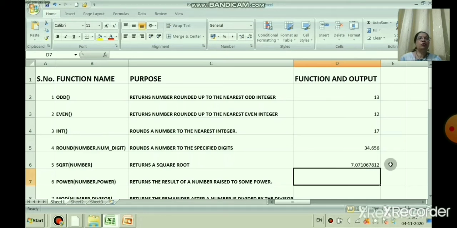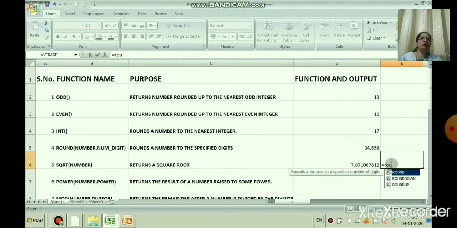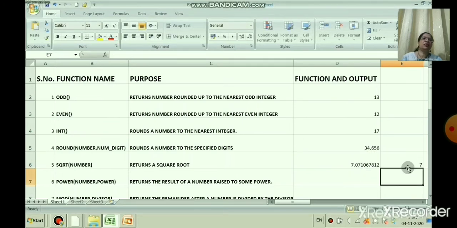So, now you want to make it a round. So, what will you do now again? Is equal to ROUND. I don't want it 7.0710, I want to make it round. So, is equal to ROUND and the cell address, that is D6, and I have written a 0. Can you see the answer over there? See here, only 7. Is that clear, children?